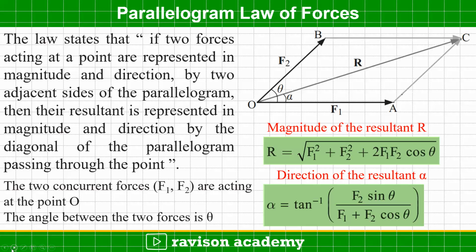Here, two forces F1 and F2 are acting at an angle of theta at a point O. So here F1 and F2 are said to be concurrent forces and the angle between them is theta. The resultant of these two forces can be found by the equation R equals root of F1 square plus F2 square plus 2 F1 F2 cos theta, and the direction of the resultant alpha can be found by using alpha equal to tan inverse of F2 sin theta divided by F1 plus F2 cos theta. Now we can see how these equations are obtained.